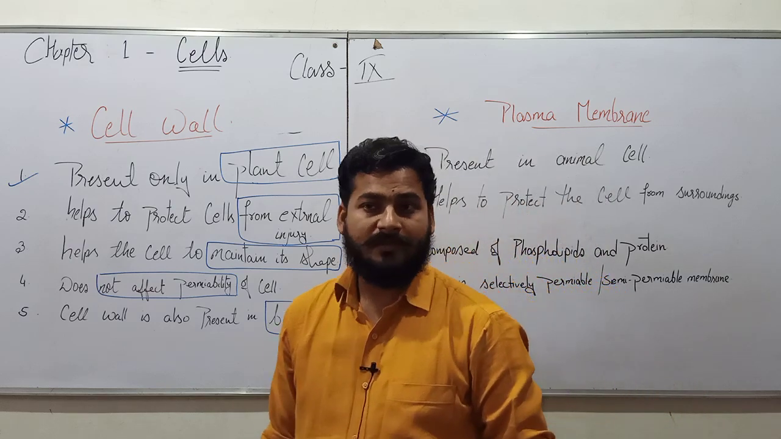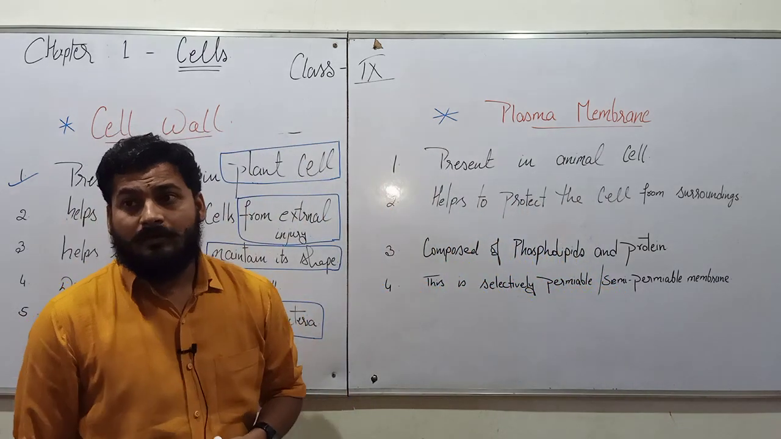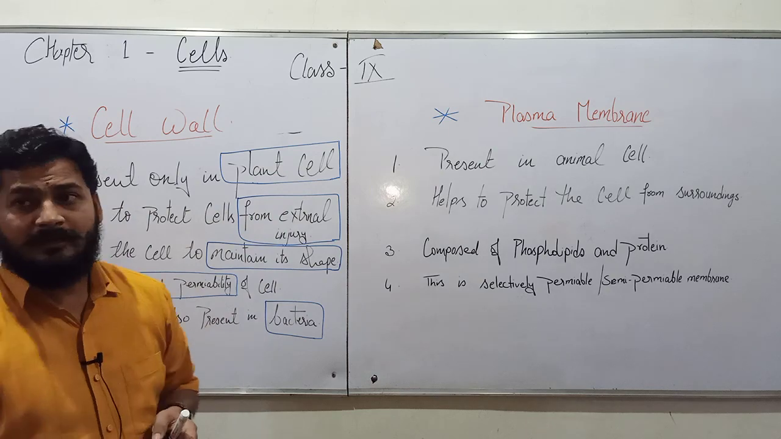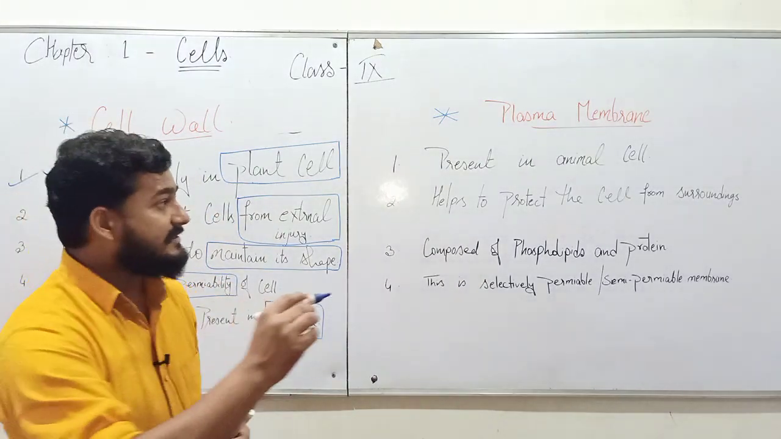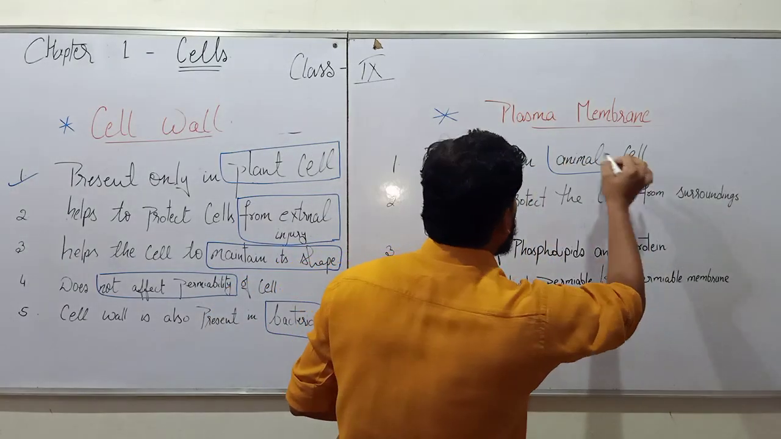Second point is now talking about the plasma membrane. Plasma membrane is present in animal cell.